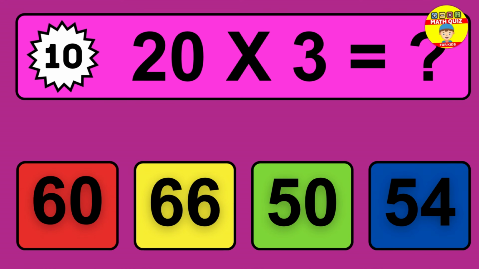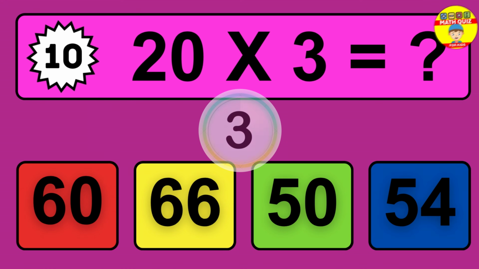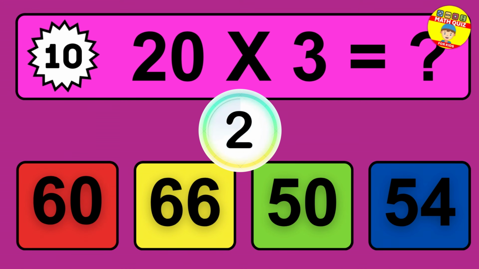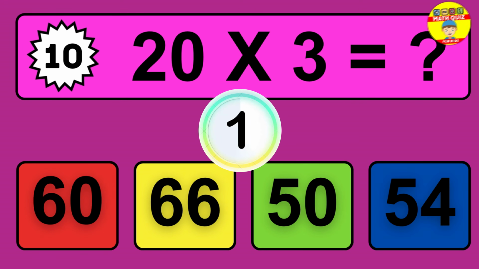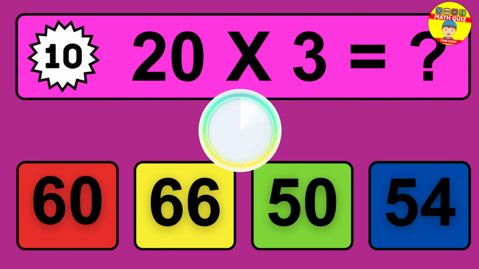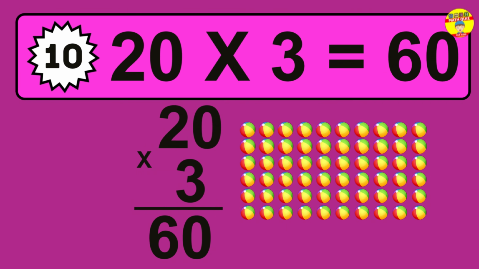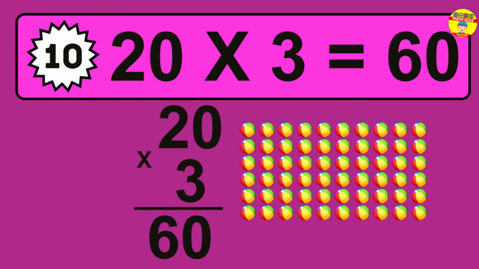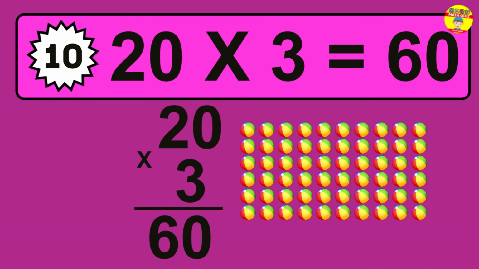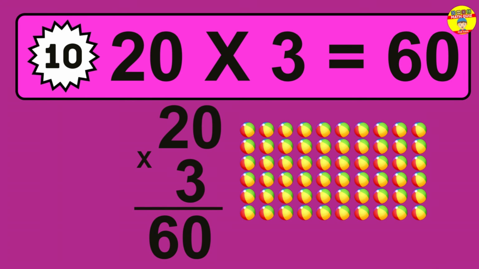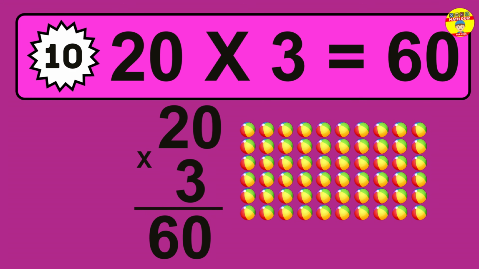Question 10. 20 times 3 equals what? So the answer is 20 times 3 is 60. To calculate, we have 20 groups with 3 balls each one. So how many balls do we have? 60 balls.